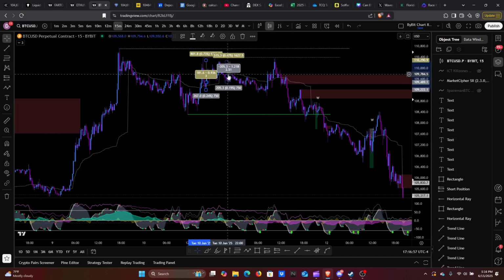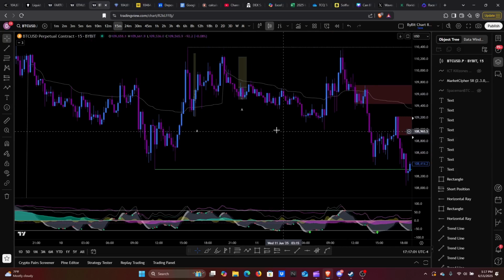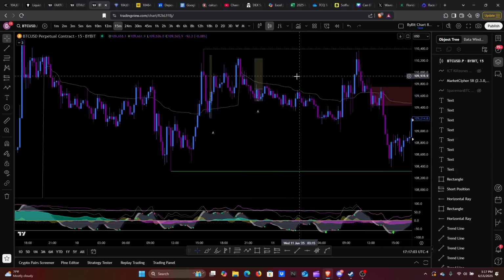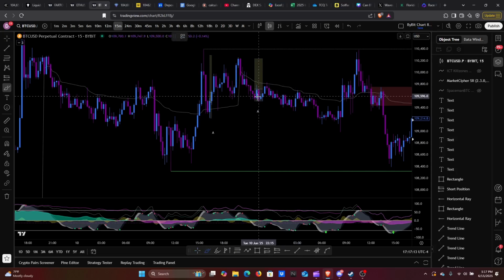I actually did end up taking another long pretty soon after. And again, it was a valid setup. I think my only mistake was trusting the first bullish setup that we saw basically after Asia Open. Because, of course, that ended up being a trap.